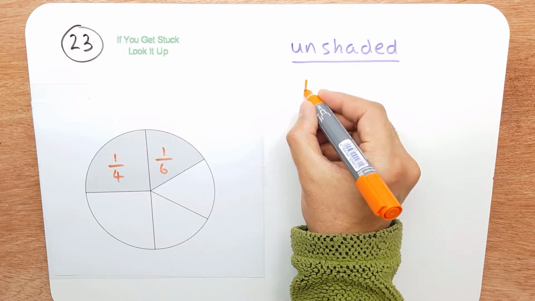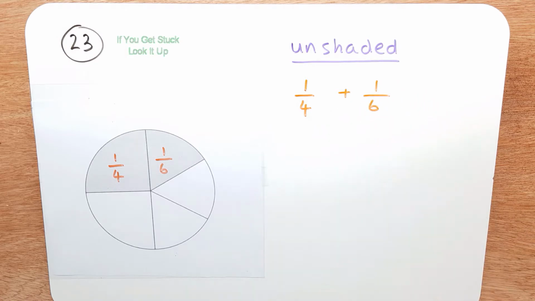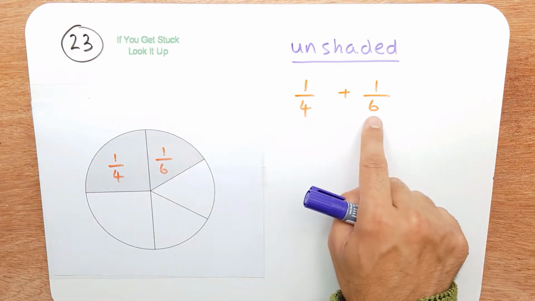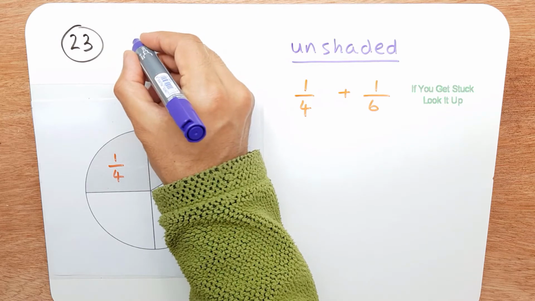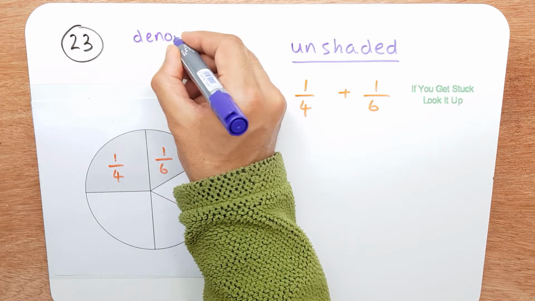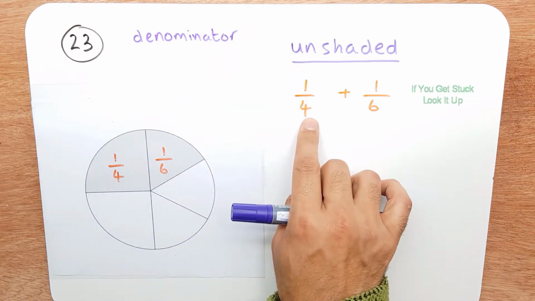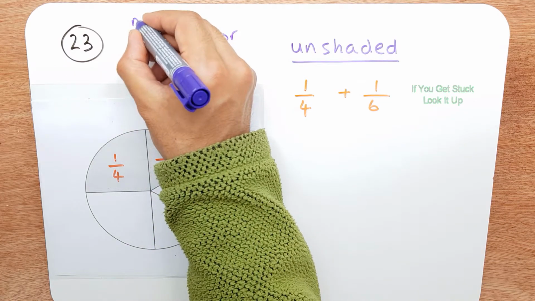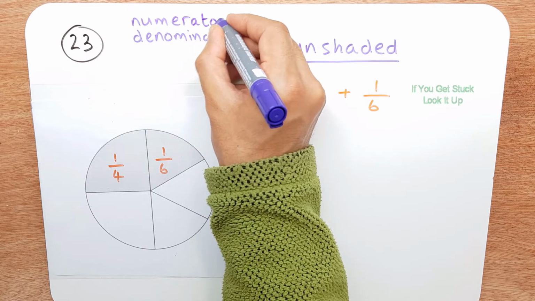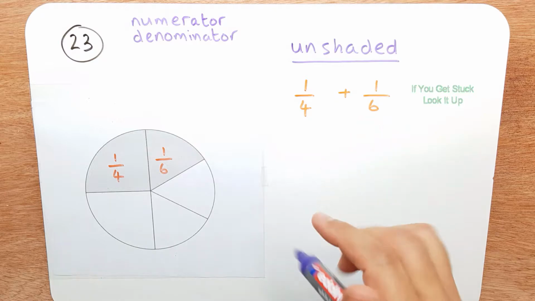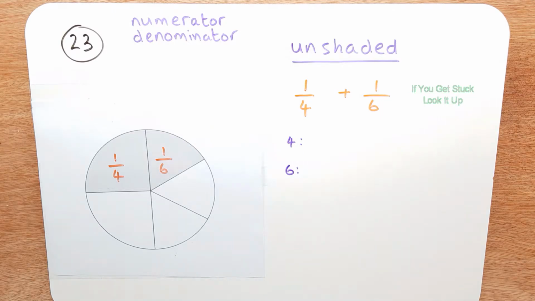So we need to first of all do 1/4 plus 1/6. Now we need to make the denominators, the bottom numbers, the same. So let's write that word here, denominator. That's the bottom number. And the top number is called a numerator. And how can we do this? One way of doing it is to do your 4 times table and your 6 times table. So let's go ahead and do that.